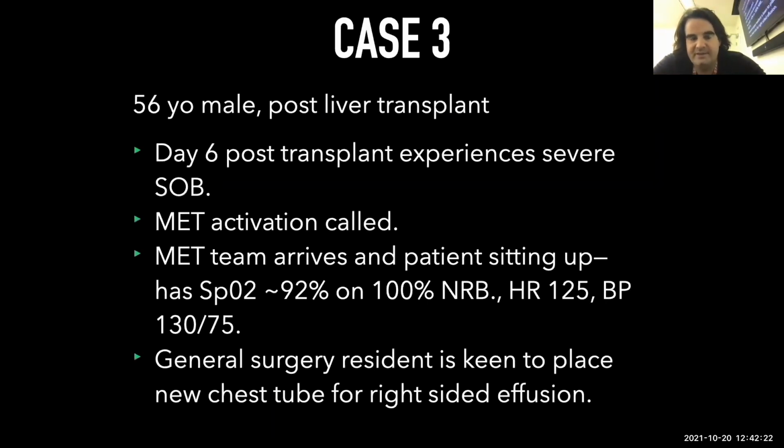So case 3, this is a 56-year-old male who's day 6 post liver transplant. He experiences severe shortness of breath. A med activation is called. The MET team arrives. Patient sitting up, sat of 90% on 100% on a rebreather. Patient is tachycardic. Blood pressure is frankly normal. The general surgery resident's keen to place a chest tube for a right-sided effusion because the X-ray suggests that there is a new effusion.